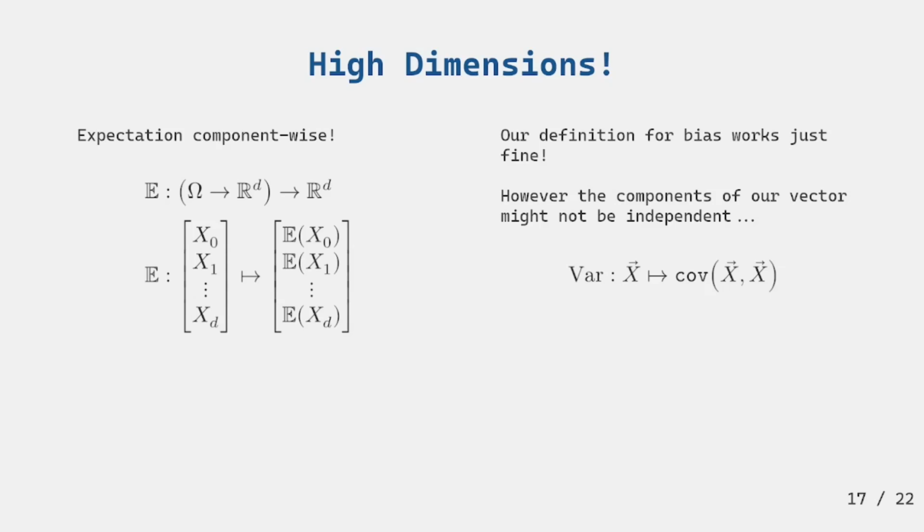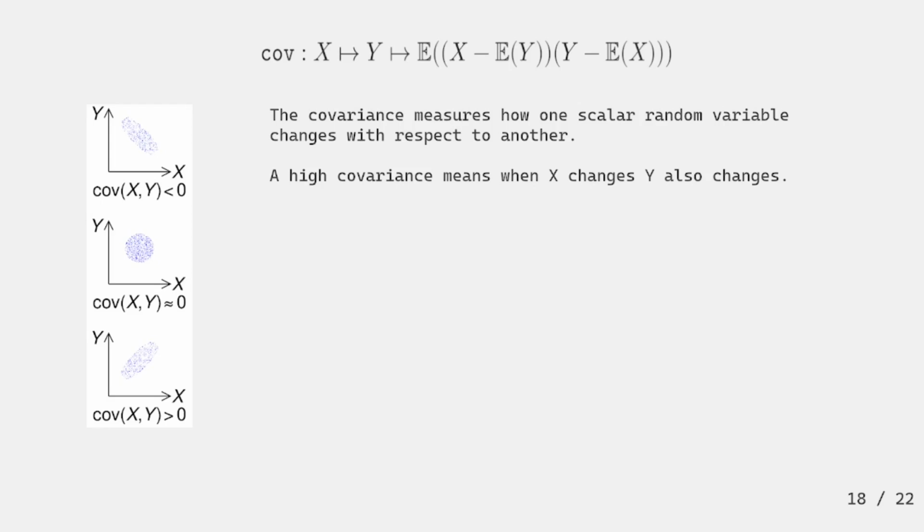And our definition of bias works fine. We can calculate the expected value of a vector, and we can subtract a vector from another vector. That's fine. We don't need to change anything. But because the components of our random vector might not be independent, we need to change the way we define variance to be the covariance of this vector with itself. So what exactly is the covariance?